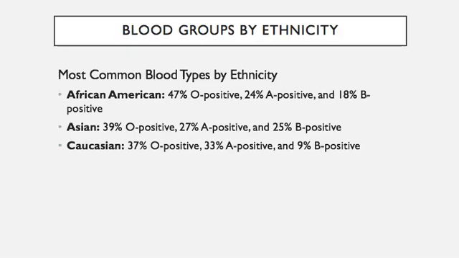And then again, just a little bit of frequency of blood groups by ethnicity. O is the most common blood type in all of the three ethnicities that we're looking at here. So 45%, 47% O positive in African Americans, 39 O positive in Asians, 37 in Caucasians. Then A positive, and B positive. So the frequencies are in the same order in each of the races here. It's just different percentages that you might see.